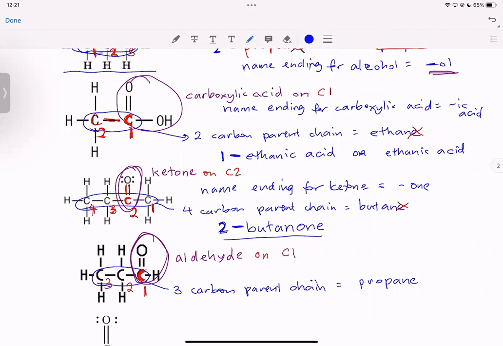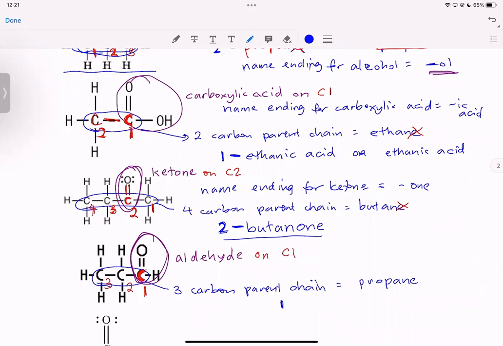Hey, Professor, quick question. Why are we counting from right to left again? Because you want the functional group to have the lowest possible number. If you went from left to right, it would be number 3. Okay, thank you. Okay.